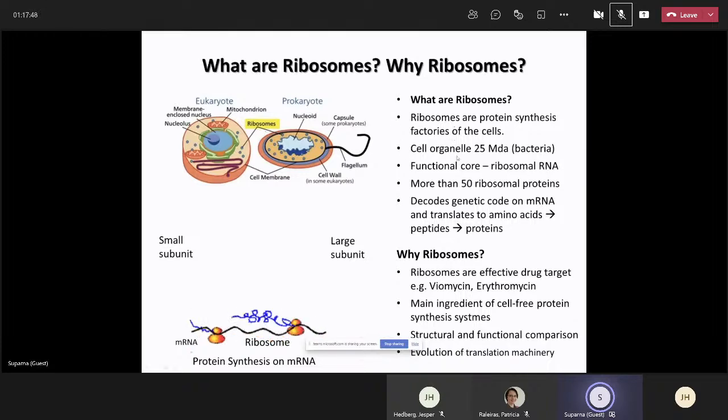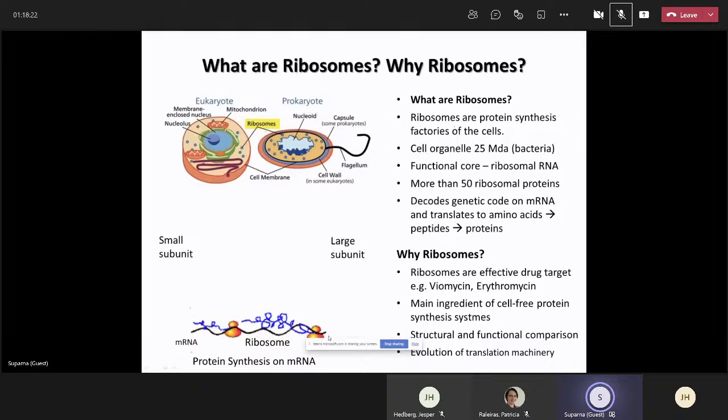So this is a cell organelle, and in bacteria the ribosomes are about 25 megadaltons in molecular weight. The interesting thing is that now, with the COVID vaccine, the whole world has started to talk about mRNA vaccines, RNA and so on. In this tiny cartoon animation below, this golden double blob is a ribosome, and this line that you see is an mRNA.